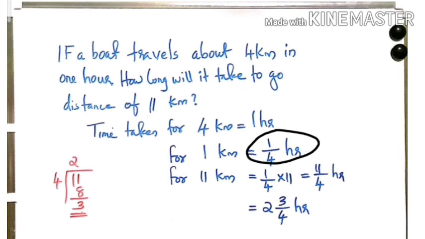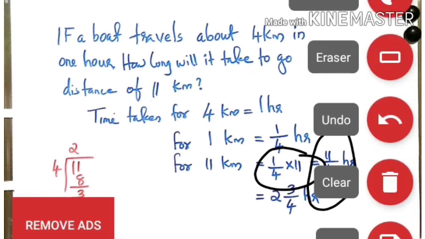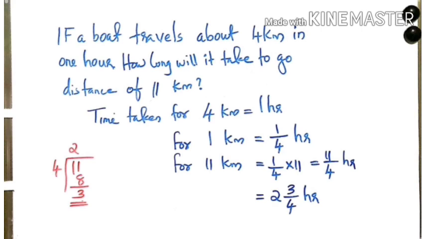Time taken for 11 kilometers is 1 by 4 into 11. Now you know how to multiply 1 by 4 into 11. Firstly, numerator into 11. That is 1 into 11 is 11 by 4. That is 11 by 4. We can reduce this number as 2 3 by 4.